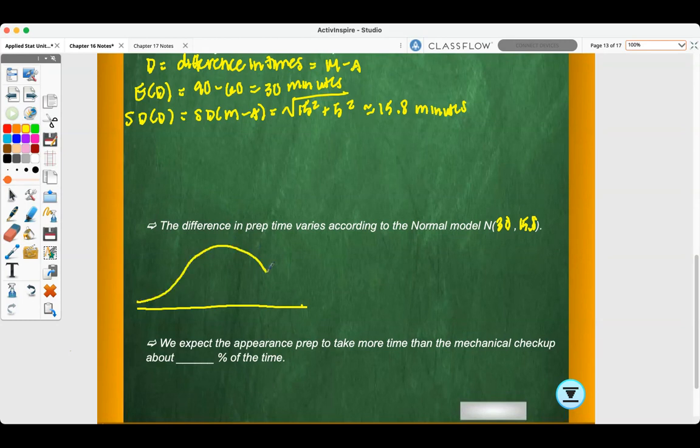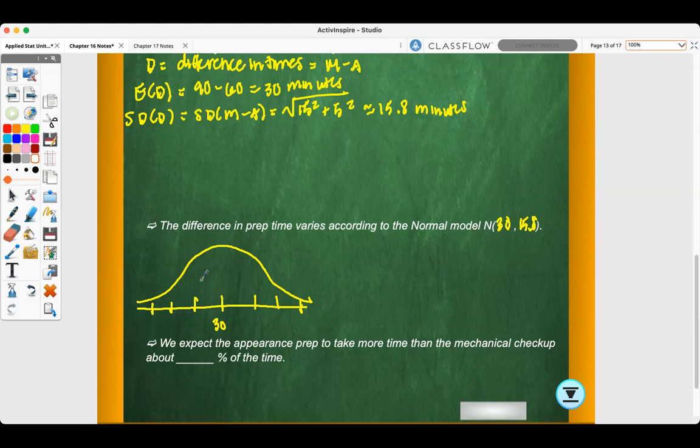You'd have your normal curve with our mean of 30. And here our standard deviation was about 15.8. So I'm just going to draw in my 3 standard deviations so that when I'm drawing my picture, I can sort of guess where everything would be. Okay, so what we need to do is standardize our value. If we're going to draw in where the difference would be, that would be at 0, okay? And it would be everything before 0 because it would be negative.